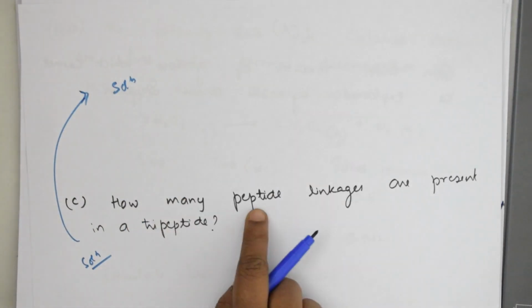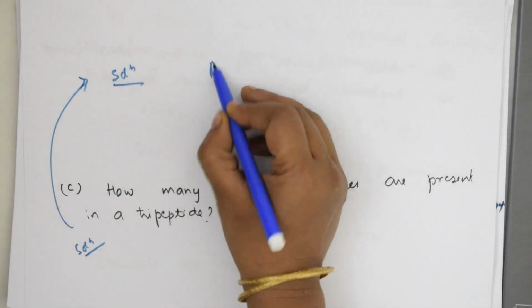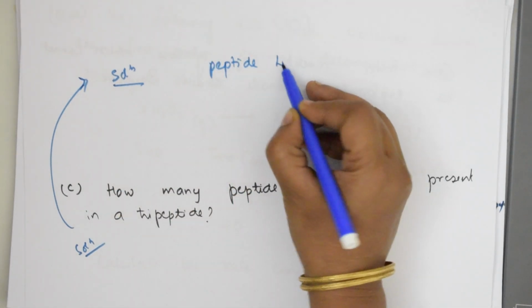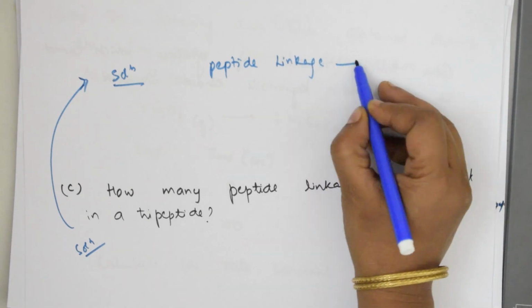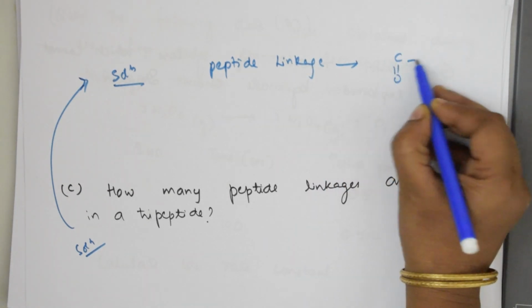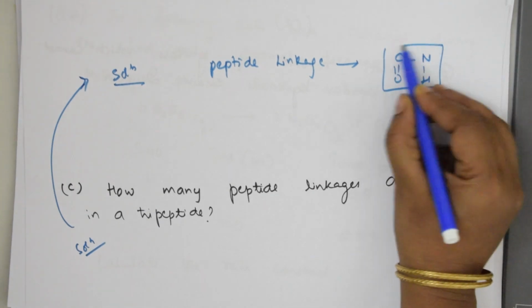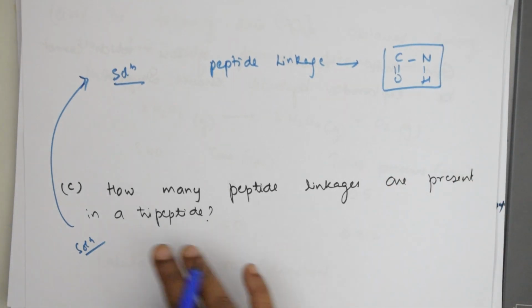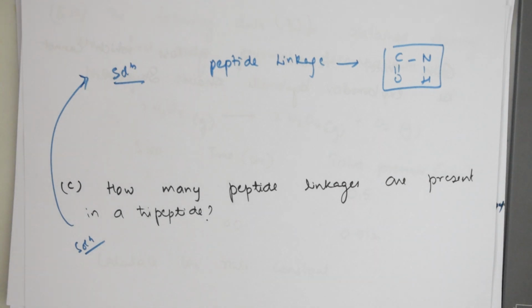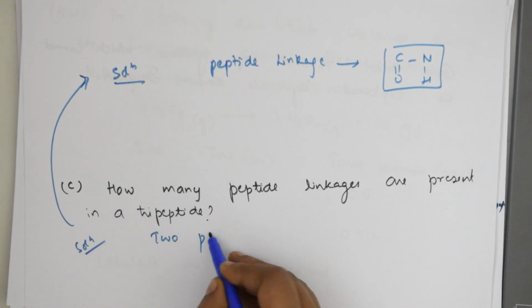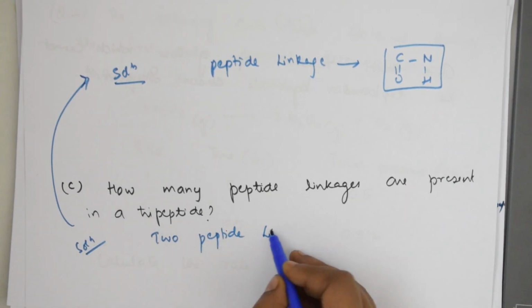Whenever they say peptide linkage, remember one important thing: a peptide linkage is C double bond O NH. Now they asked how many peptide linkages in a tripeptide. Don't get confused. A dipeptide has 1 linkage, and a tripeptide has 2 peptide linkages. Remember, a tripeptide has 2 peptide linkages.